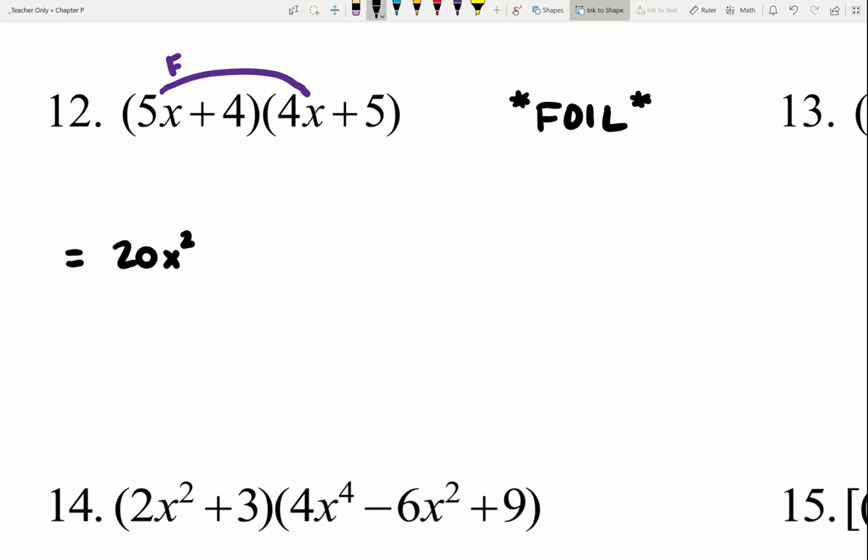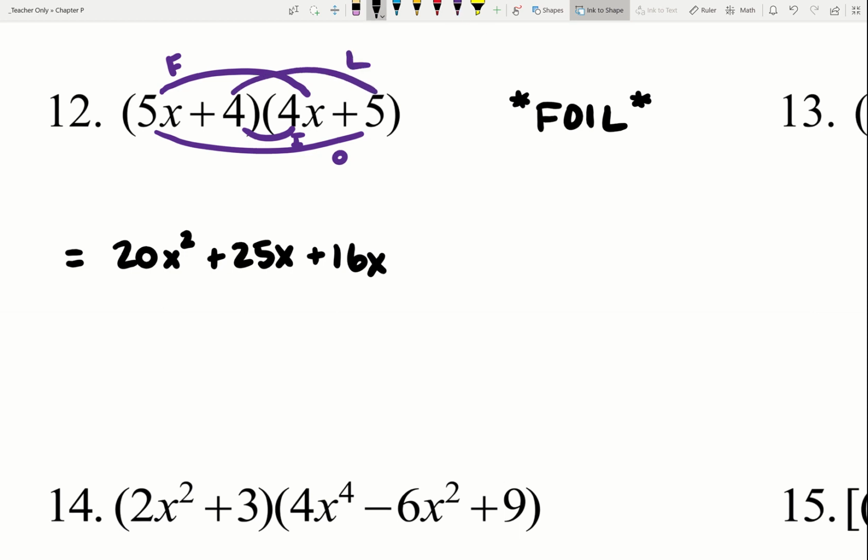There we go. Multiply the outer terms. That's going to be 5x times 5. That'll give you your outer terms. That's going to give you 25x. Multiply your inner terms for your I part in FOIL. That's going to be 4 times 4x, or in other words, 16x. And then finally multiply the terms that come last. That's going to be a 4 times a 5, and that's going to simply give us a 20.